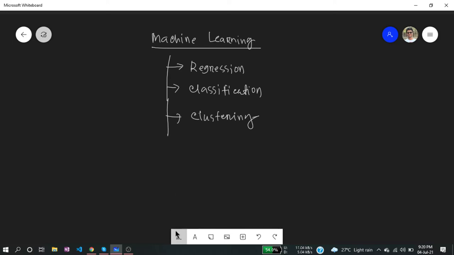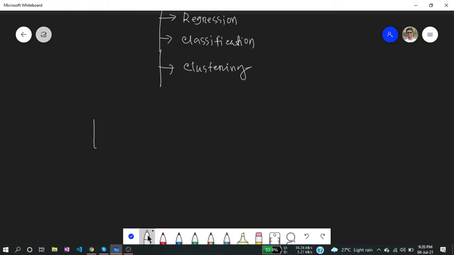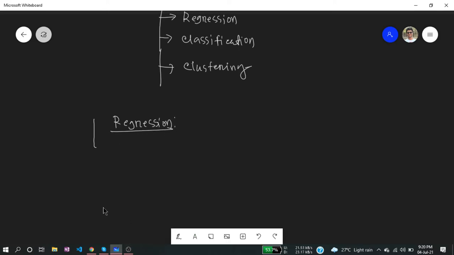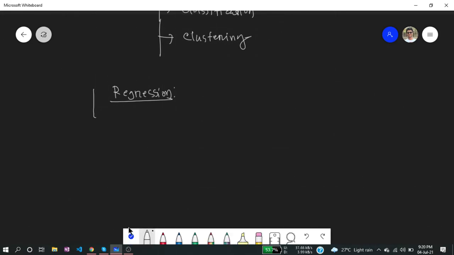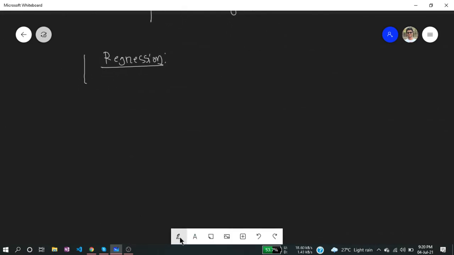So in machine learning, there are three problems we used to solve: regression, classification, and clustering. Now if I talk about regression, what is regression? First of all, we have to understand. I think you have heard of regression. In regression, what are we supposed to do?